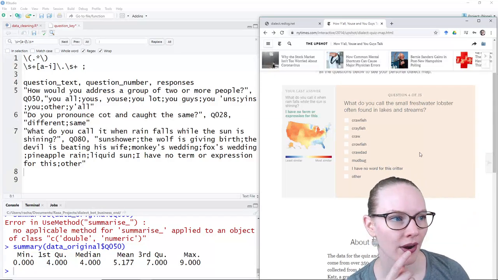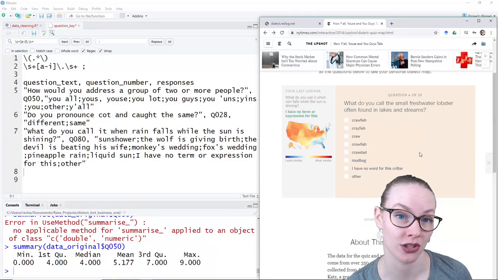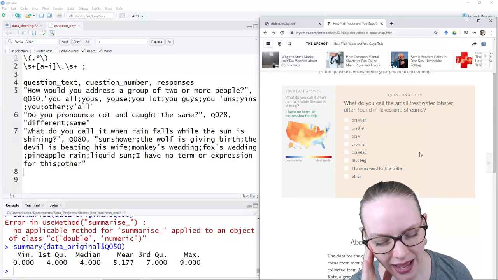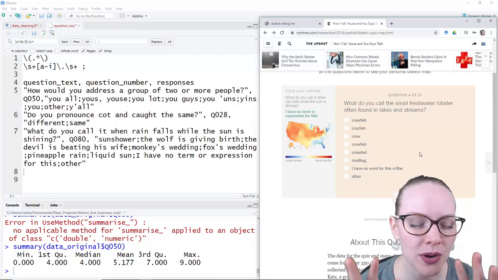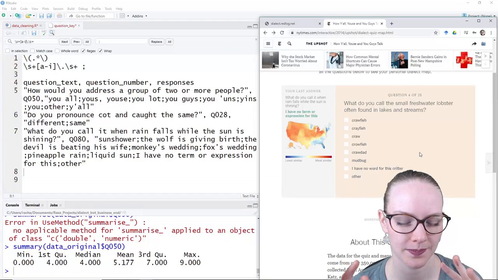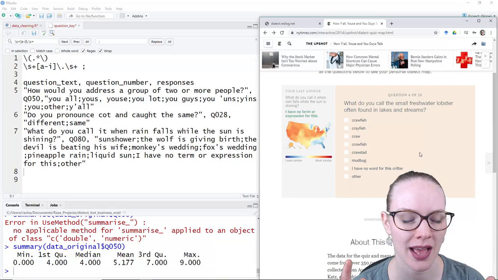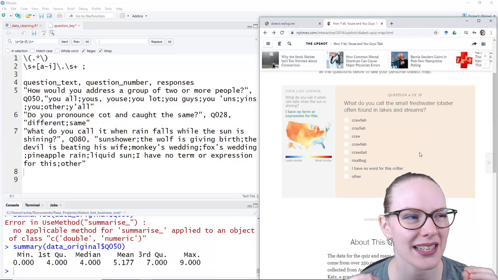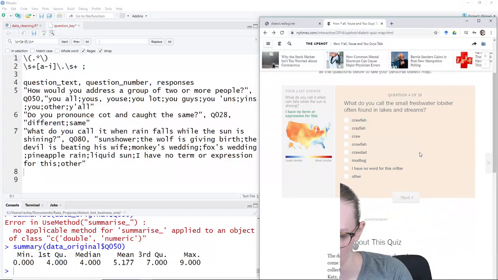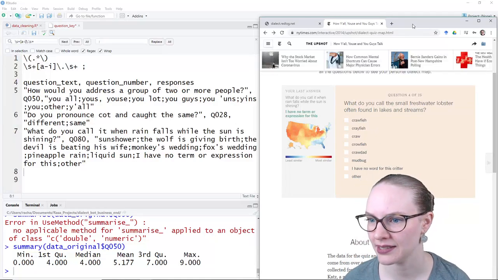All right, what do you call the small freshwater lobster often found in lakes and streams? And there's some small options. This is the type of example where I think a voice assistant really is a good way to present this question. Because what do I say? I want to say crawdad. But also if someone's like, we're having a crawfish boil, I would be fine with that, or crayfish boil. But I think I say crawdad. I tried not to look at the options. And crawdad is an option.